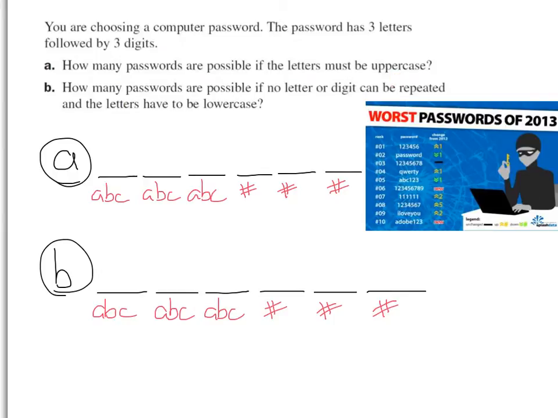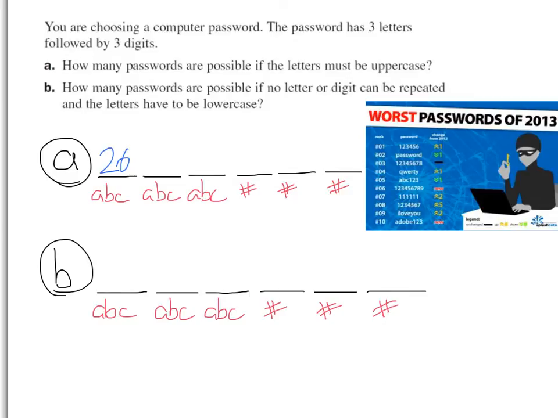So part A, how many passwords are possible if the letters must be uppercase? Okay, well, we know there are 26 letters in the alphabet. Do not forget that there are 26 letters in the alphabet. Hint, hint. So therefore, how many possibilities do I have for the first letter of my password? That's right, I have 26. Now keep in mind, they are only uppercase. So we're talking about 26 uppercase different options.